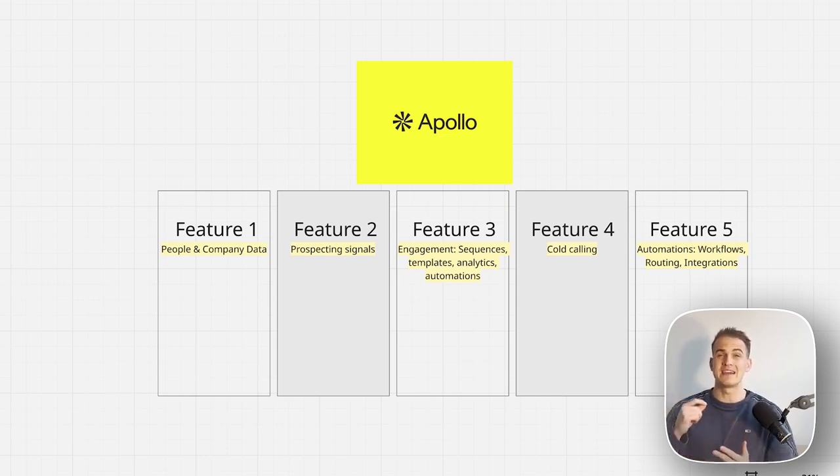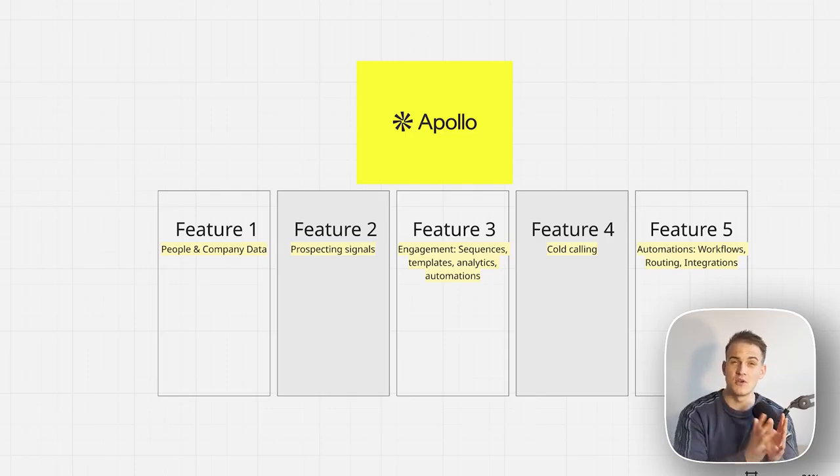Thirdly, you also have the engagement features inside of Apollo, so things like sequences, templates, analytics. The fourth thing that Apollo has just improved a lot recently, it's cold calling features, which we'll cover later on in the video as well. And last but not least, we're going to also touch on the automation features that Apollo is well known for. So things like workflows, routing, and integration with third-party tools like clay.com, for example.